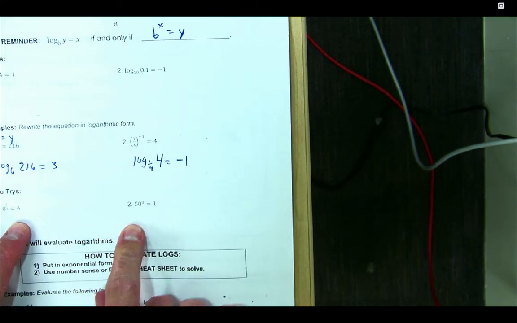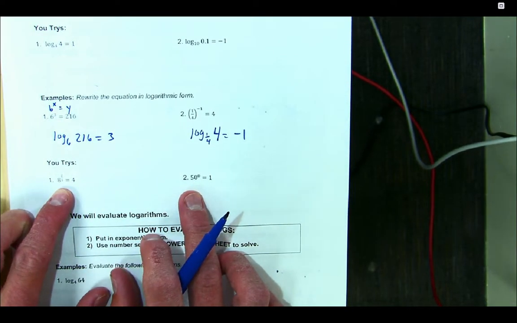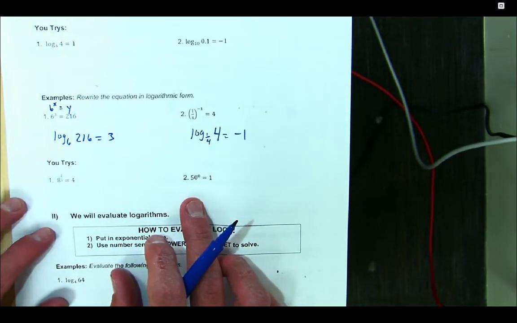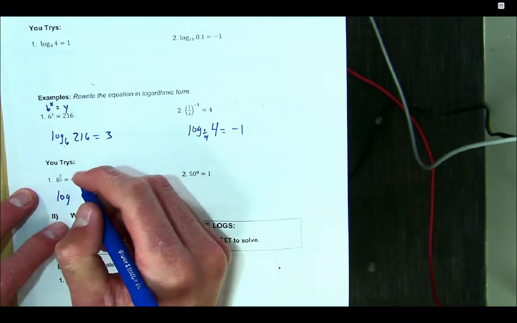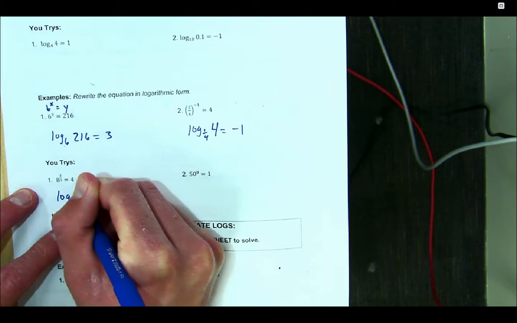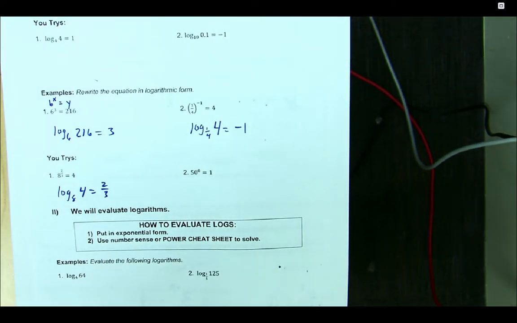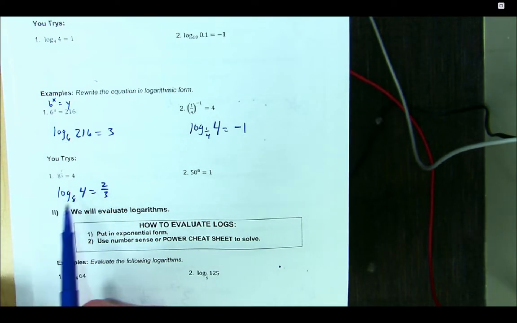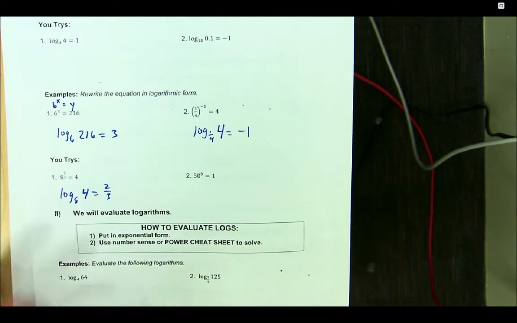All right, so you can try these out. I'll put them here, and you can pause the video. I will put the answers here just so that I can talk about them. But what you should end up with is log base 8 of 4 is equal to 2/3. And yes, 8 to the 2/3 is equal to 4. So this is also accurate here.